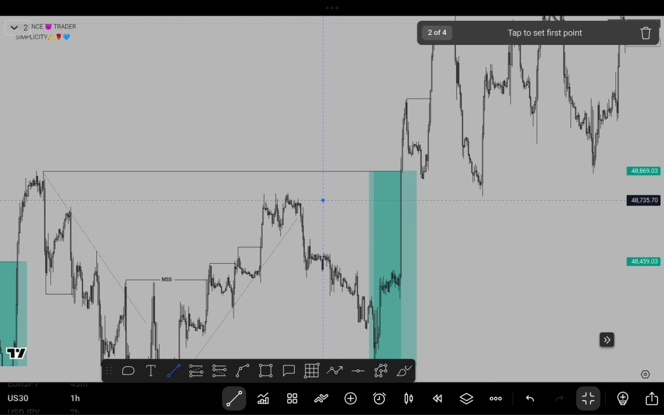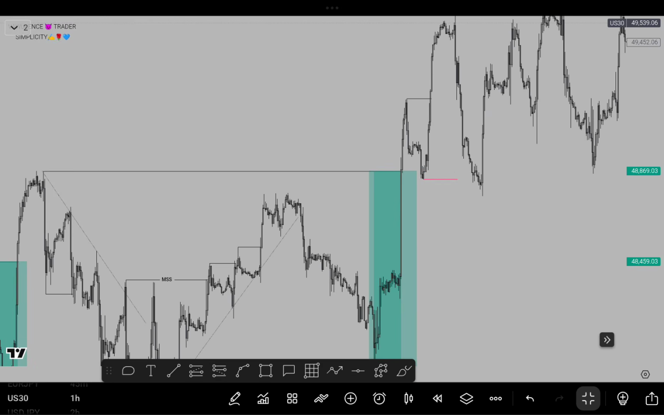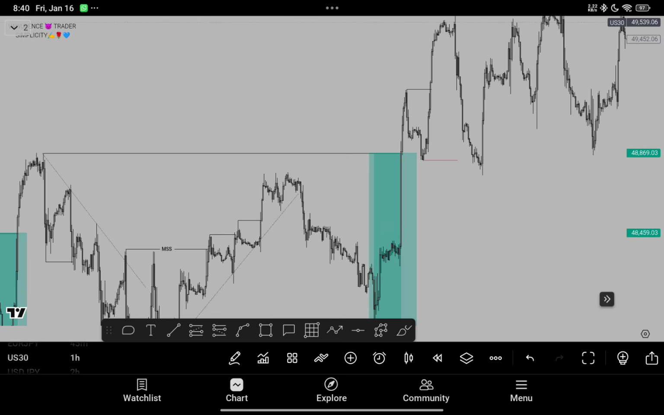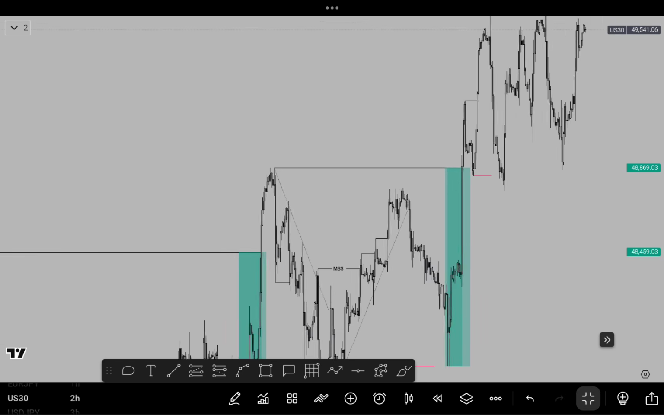So now let's first map our inducement, because this inducement is the first valid pullback that price made before the break of structure. This can just be ordinary. This is the point of interest below this inducement. So now that's where we switch to the higher time frame to see what price did here.